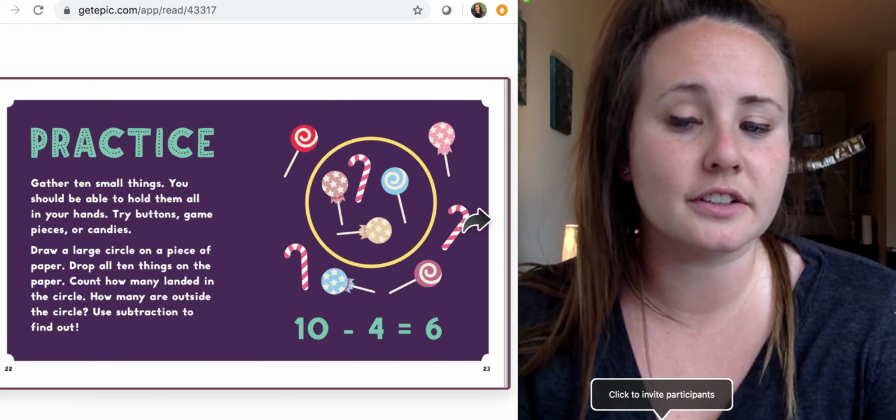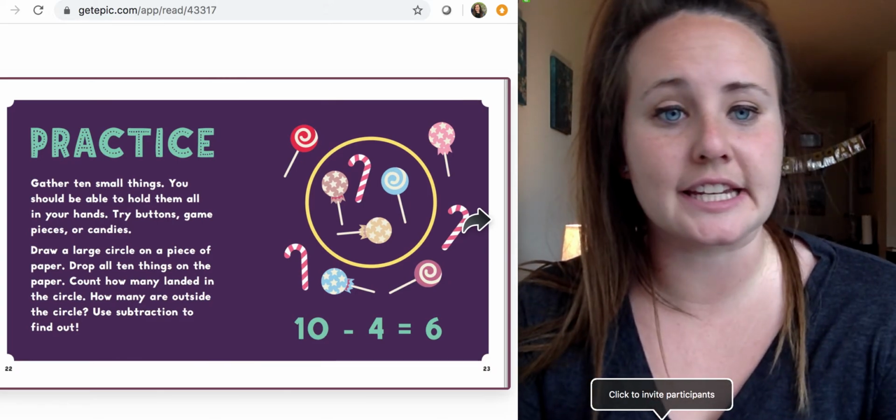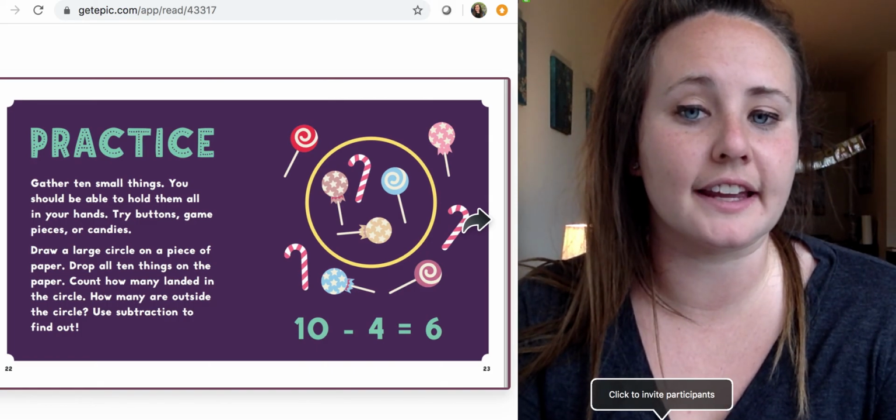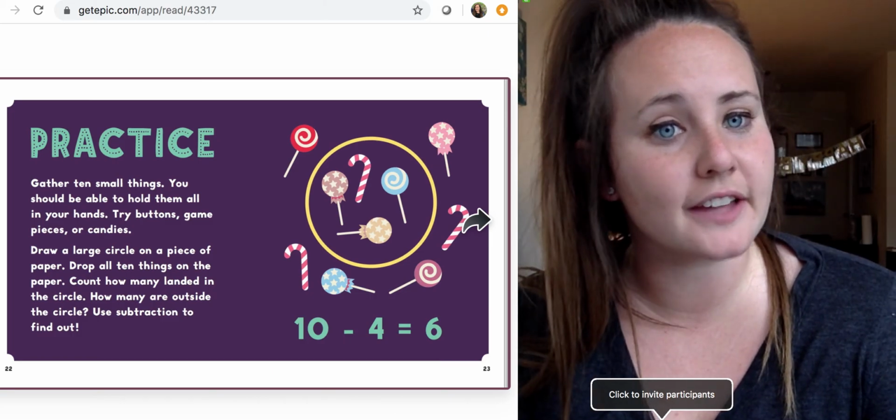In my circle, I dropped 13 Legos. And only 5 Legos landed in the circle. How many Legos are left outside the circle?